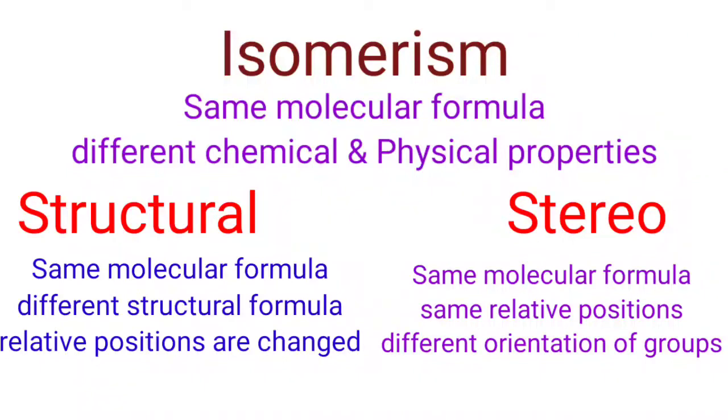Hello friends, we will discuss isomerism. Isomerism means same molecular formula and different chemical and physical properties of compound. It is of two types, structural and stereoisomerism.